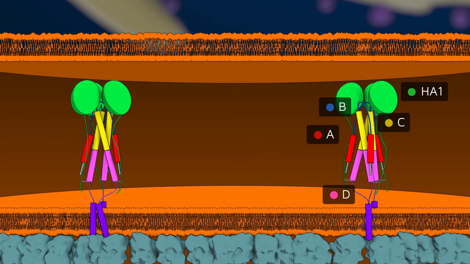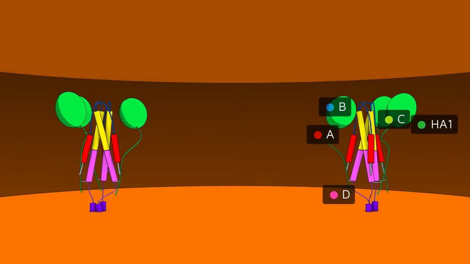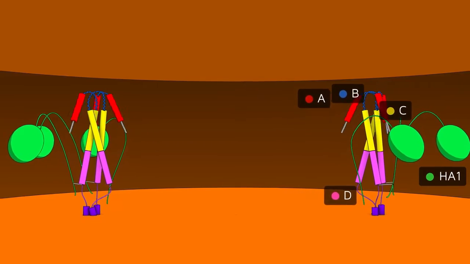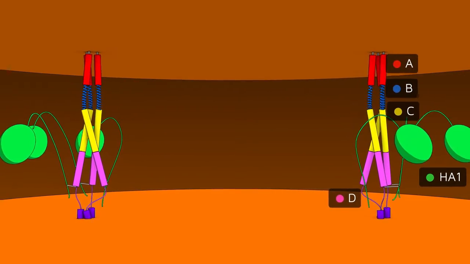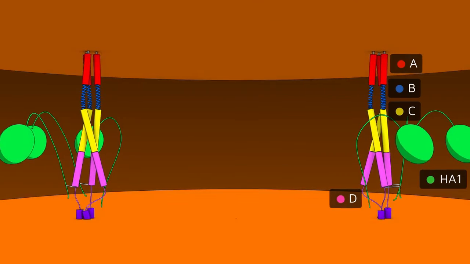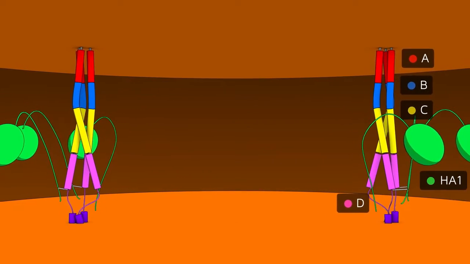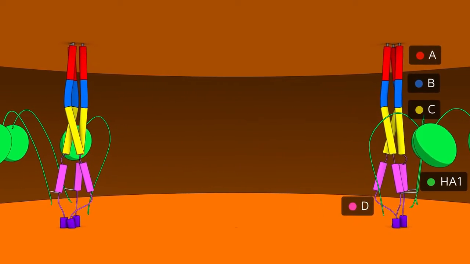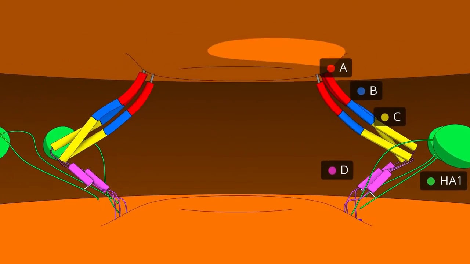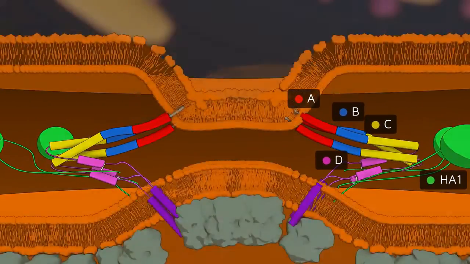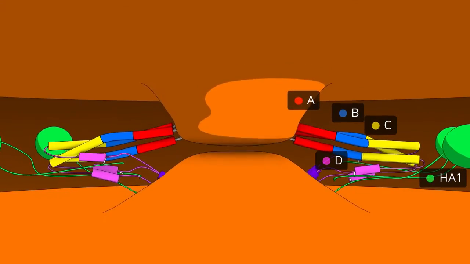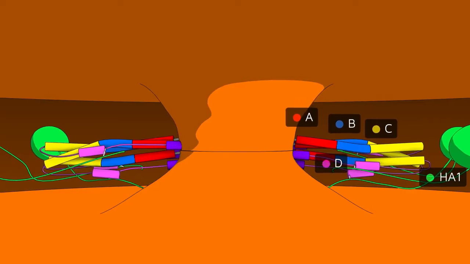HA1 moves away from HA2. Loop B, connecting helices A and C, rigidifies and becomes helicoidal. As a consequence, the fusion peptide is projected away from the viral membrane and anchors in the endosome membrane. Helices C and D dissociate, and helix D leans onto helix C. This new rearrangement pulls the viral membrane towards that of the endosome, and the 2 membranes fuse together.